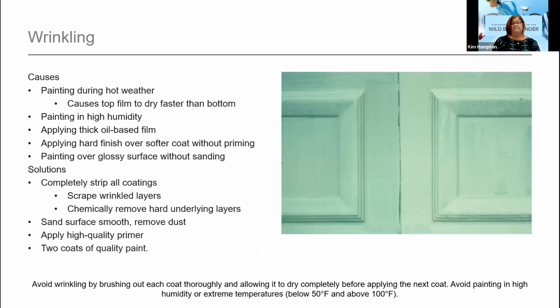Wrinkling is caused from painting during hot weather due to the top film drying faster than the bottom film. Also from painting in high humidity or where moisture is trapped, applying thick oil-based paint, a hard finish over a softer finish without priming, and painting over a glossy surface without sanding. The solution is to completely strip all coatings, wrinkle layers, and/or chemically remove hard underlying layers. It is recommended to sand and remove the surface or smooth the surface, remove dust, and then apply a high quality top coat or a high quality primer and then 2 coats of the top coat.